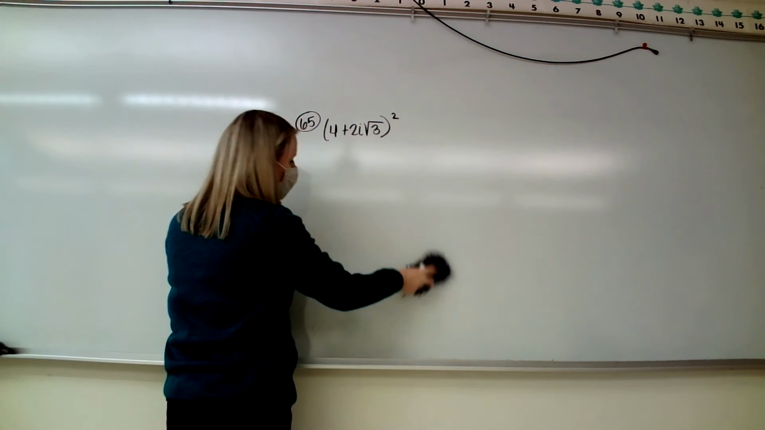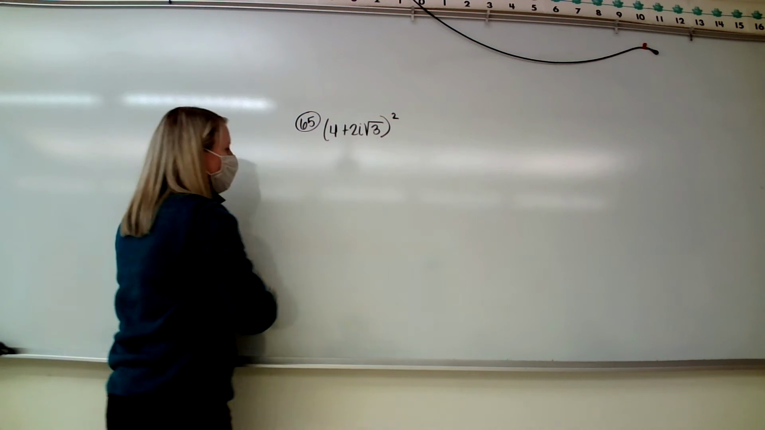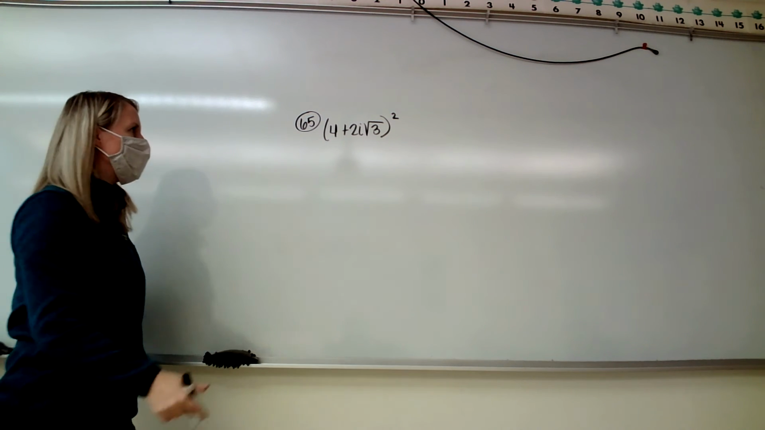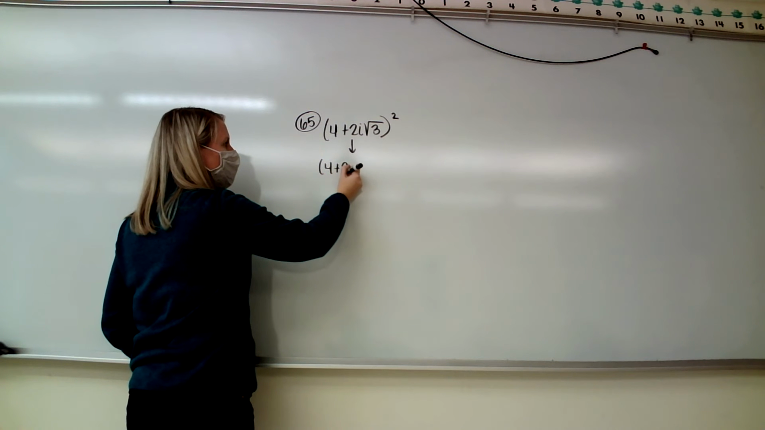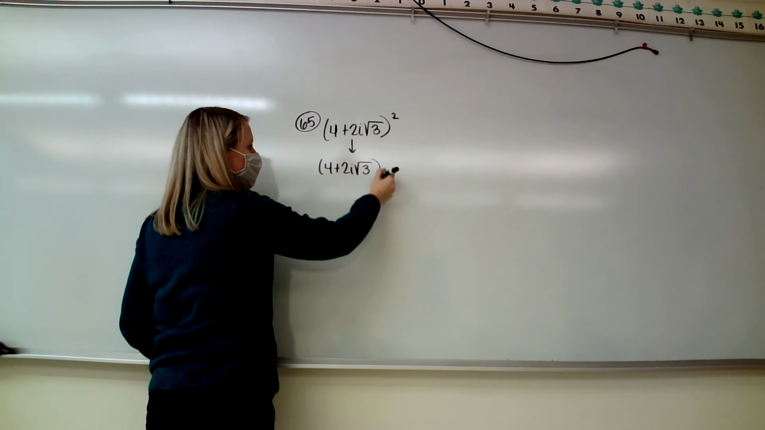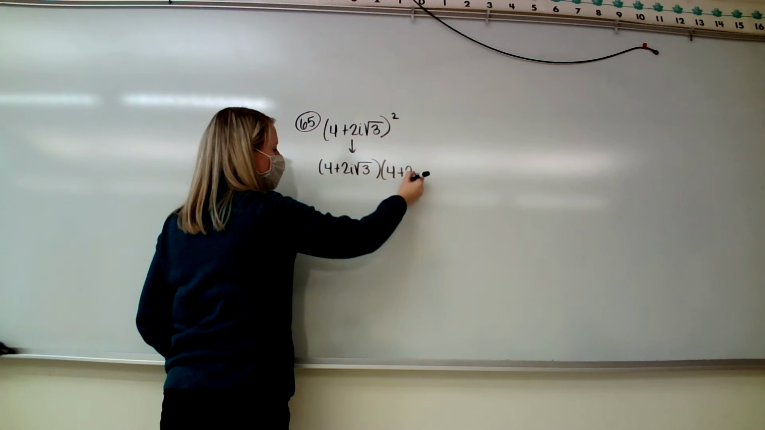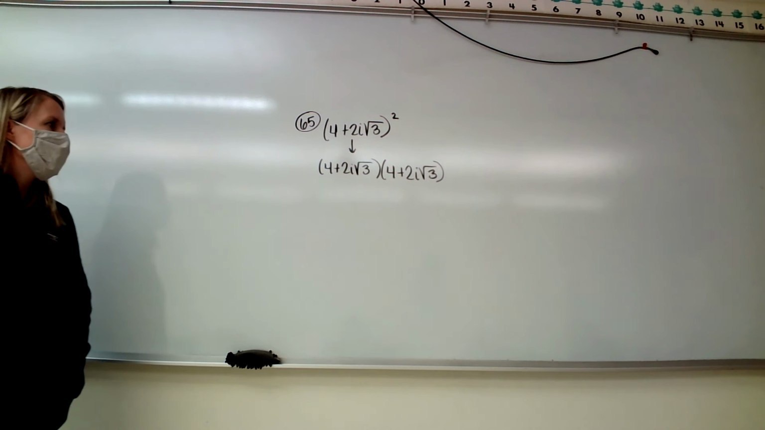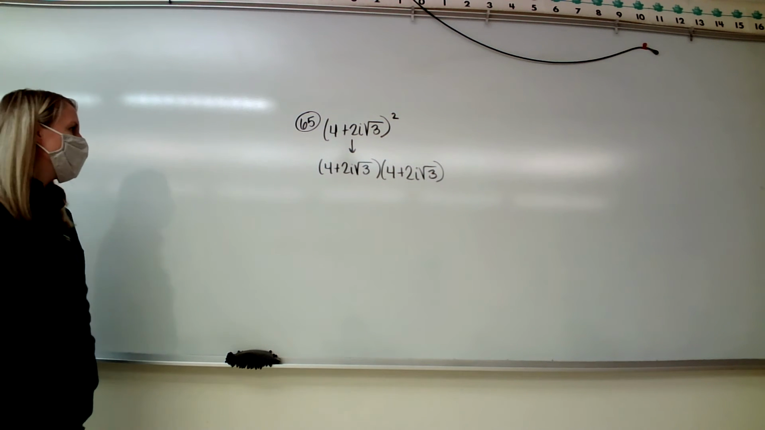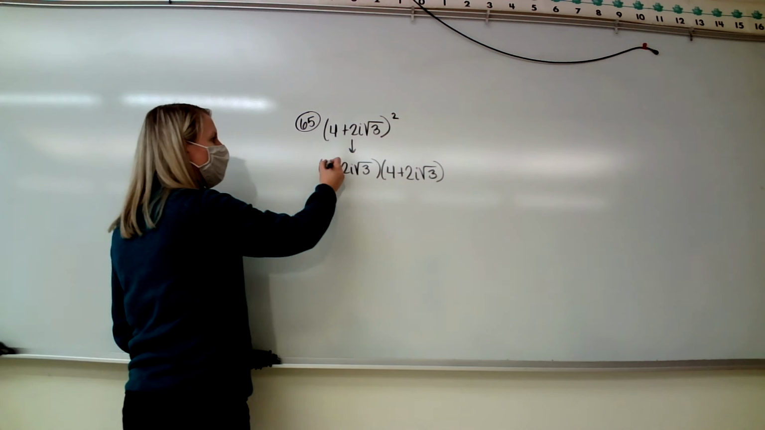So just as a reminder, just little setup things that we've done before. If you see a binomial being squared, you are going to take that binomial and multiply it by itself. So please don't just start squaring everything. You square something, you multiply it by itself. Then we have a big old distributing problem. So let's see what we got.